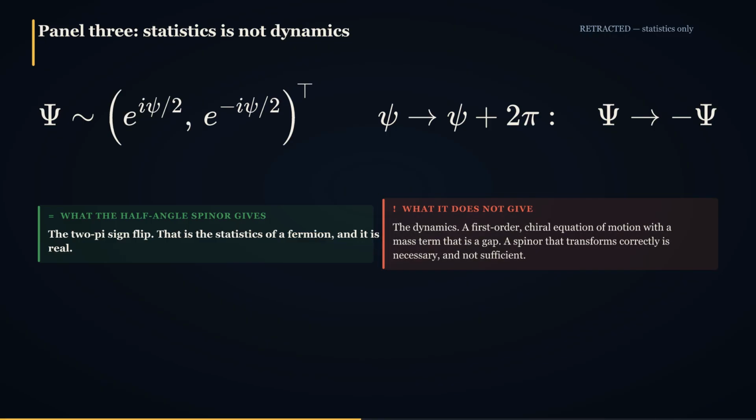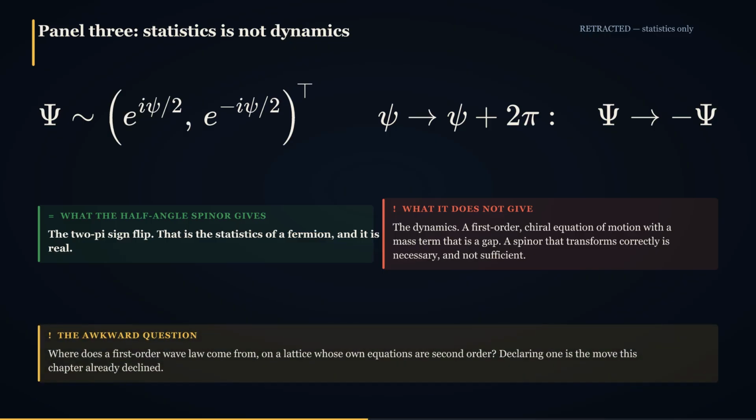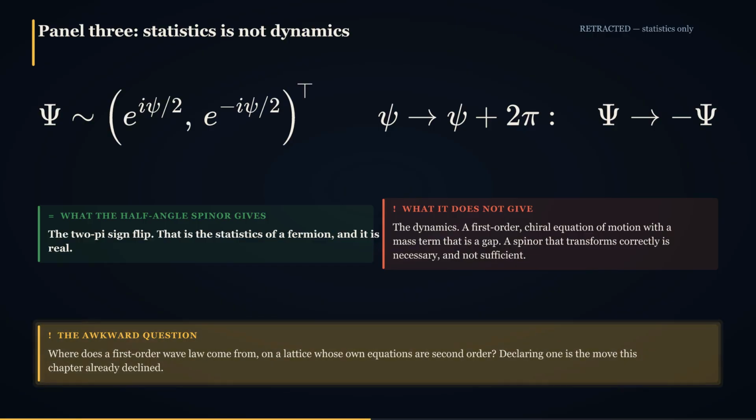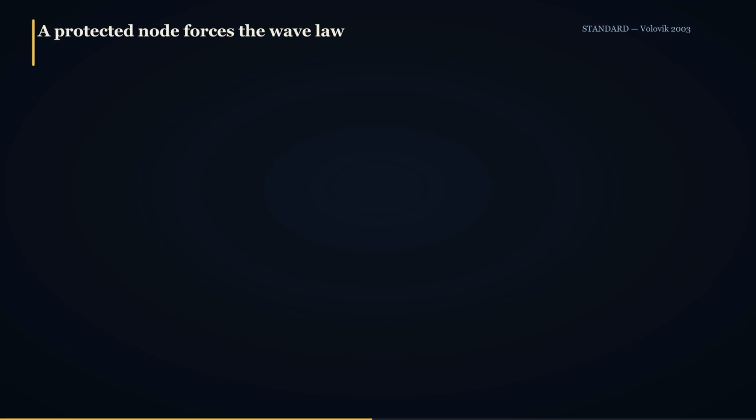What is actually needed is its equation of motion: first order, chiral, with a mass term that is a gap. Which sets up the awkward question: where does a first order wave law come from on a lattice whose own equations are second order? Declaring one is the move this chapter already declined, so the panel has to go in. The answer is a known theorem, not an open problem, and this is where the panel gets its spine.